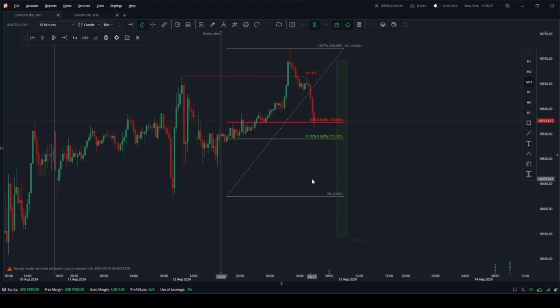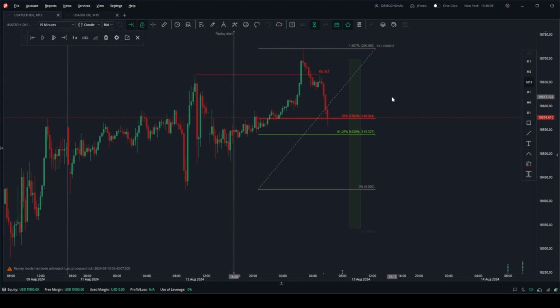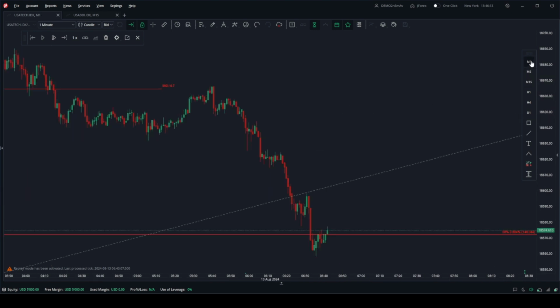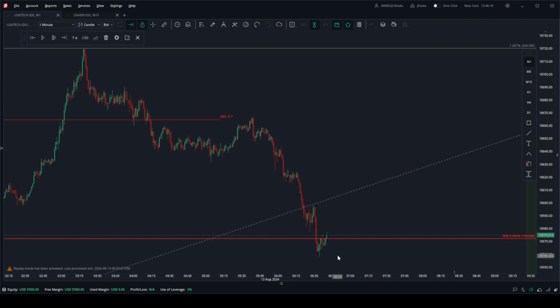You see how this 15-minute candle rejected this 50 level of the Fibonacci. Yeah, after rejecting this, you have to come to the 1 minute and see if you can get something which shows the price could be going up.